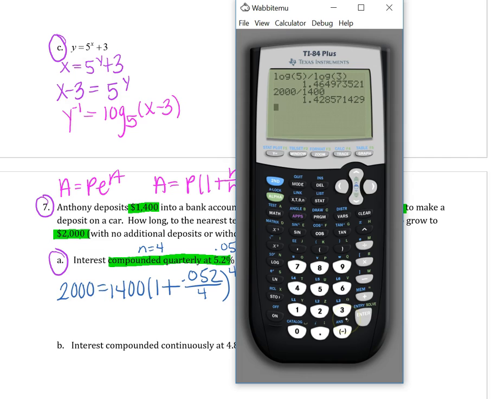Okay, and I don't feel like dealing with decimals, so I'm just going to convert this to a fraction. So 10/7.